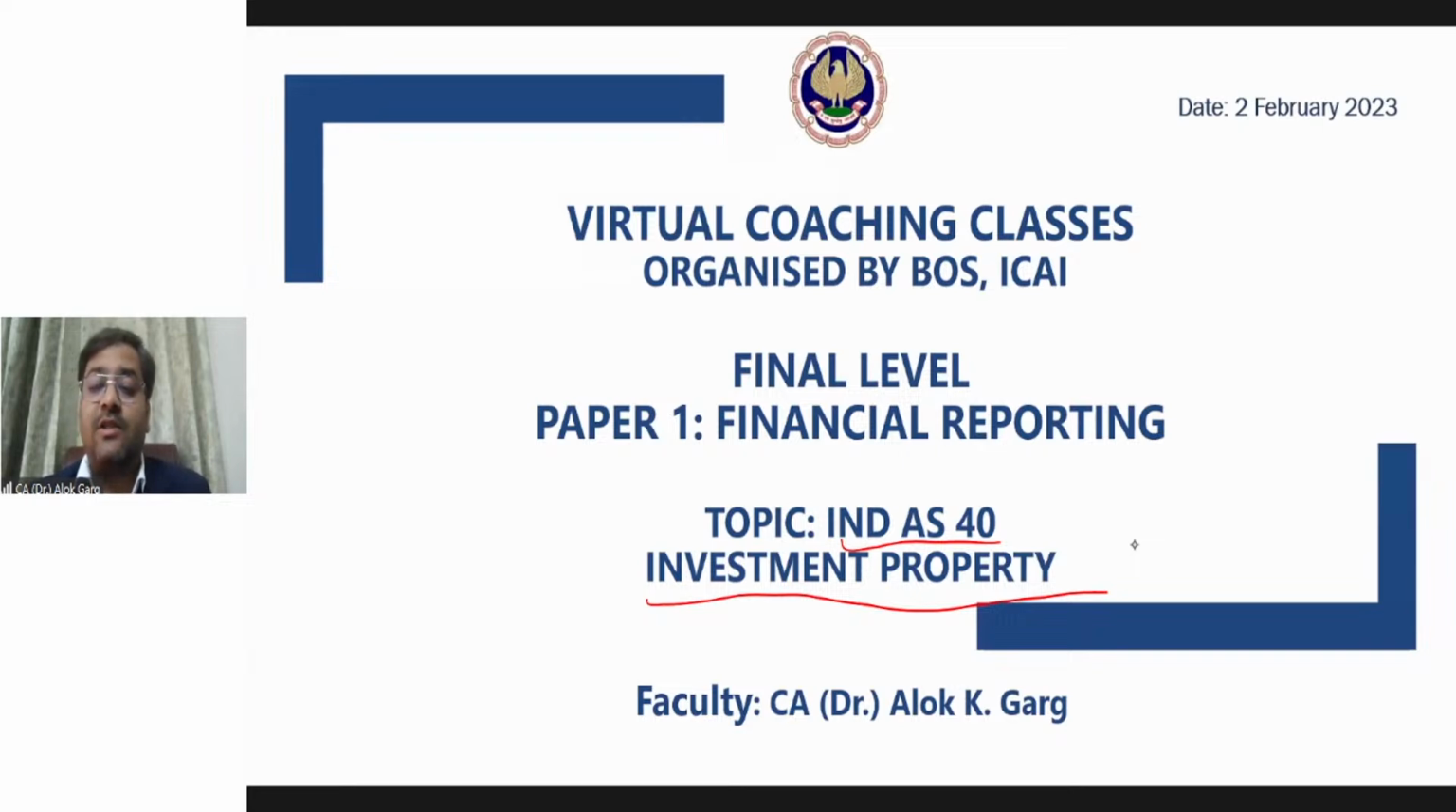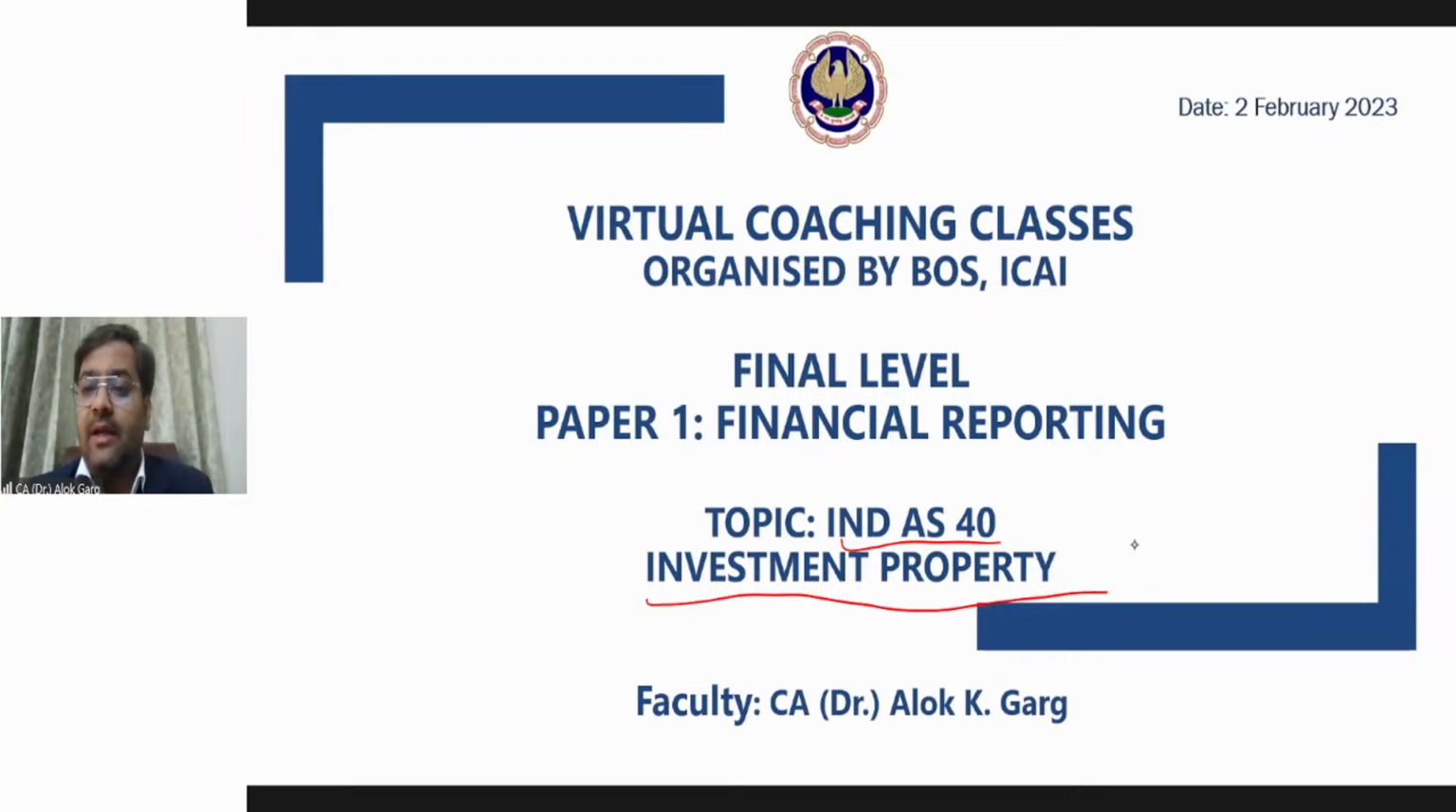So this standard talks about investment property, right? It means this standard talks about immovable property. This standard talks about land. This standard talks about building. This standard talks about land and building. This standard talks about land or building, right? So we understood that this standard talks about two kinds of assets. One is land, second one is building, right? Either it could be land or building, or it could be land and building, right?